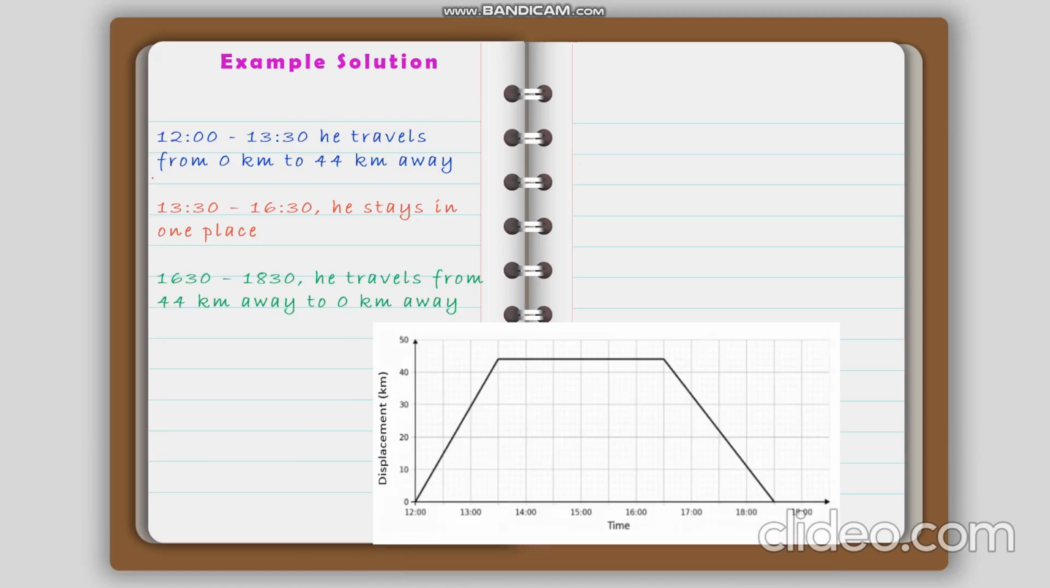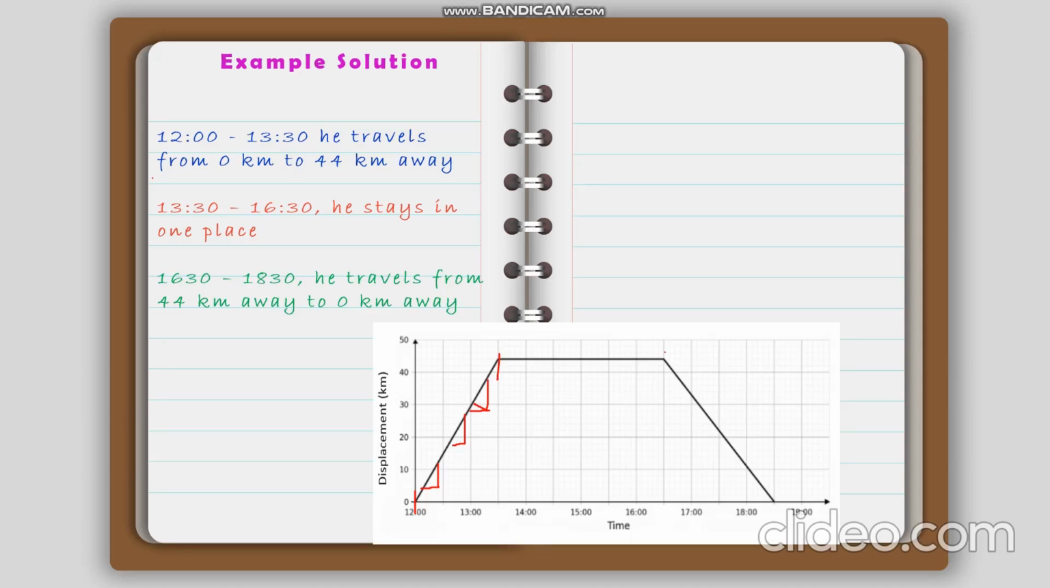it's something like this. So this is the first segment, like between 12 and 1:30. We see that he was moving. We say that he was moving with a constant velocity. We say that because if you were to calculate the gradient at any point on this graph, you'd get the same gradient. So this means that he was moving with a constant velocity.